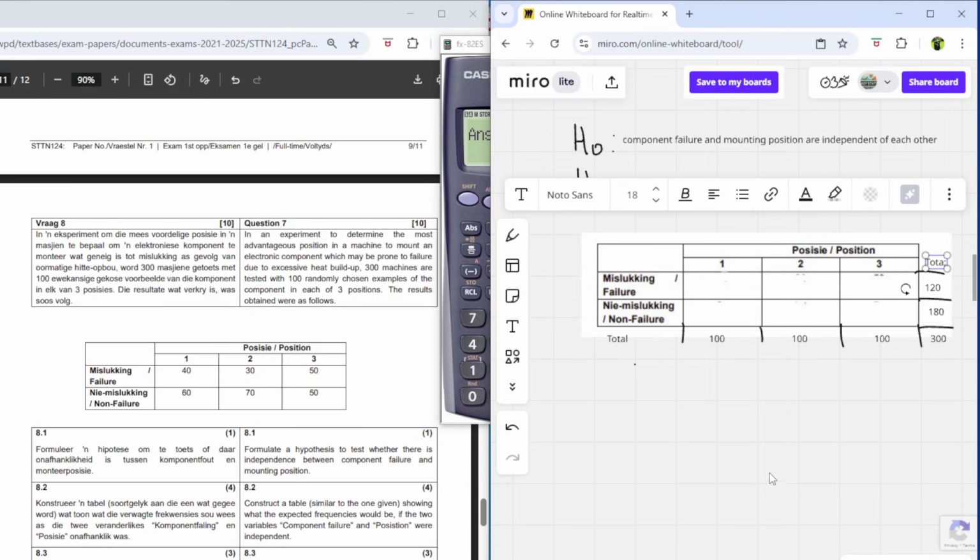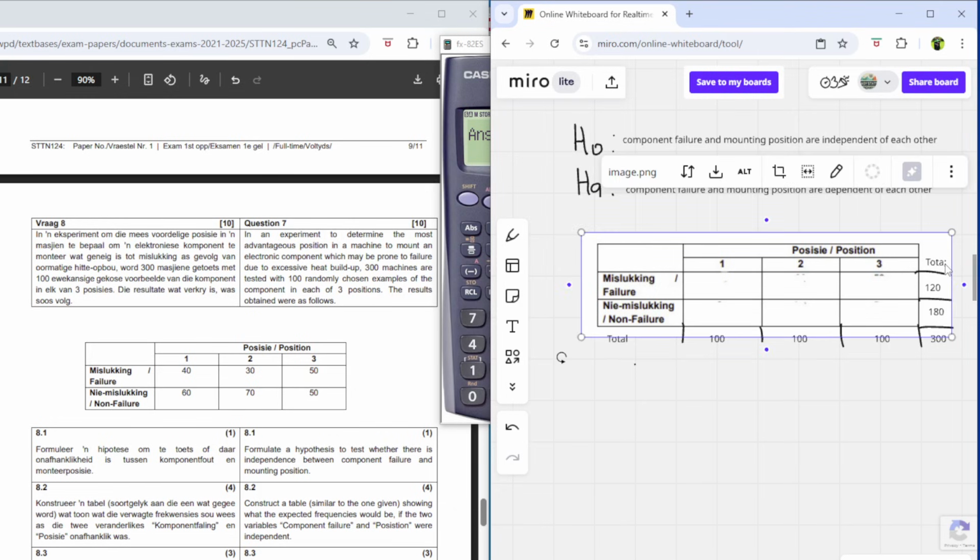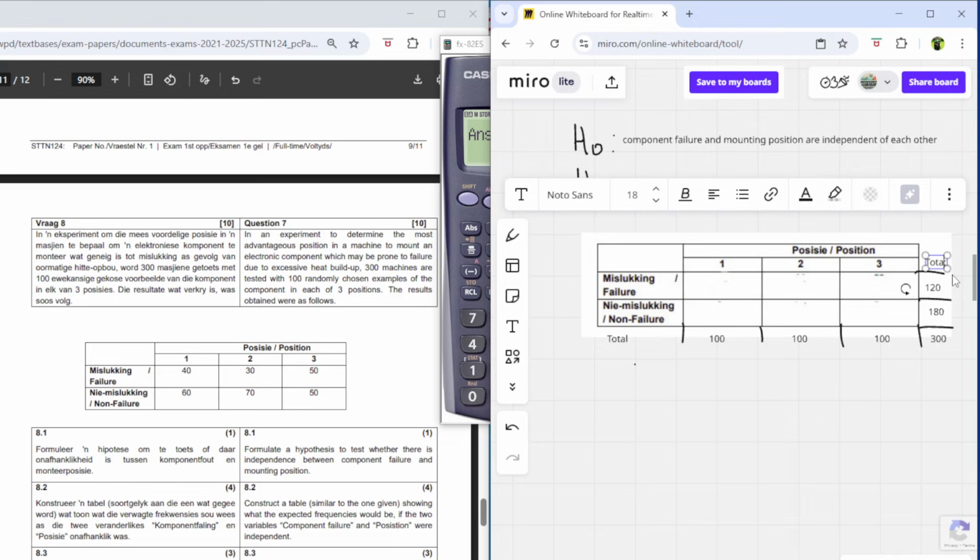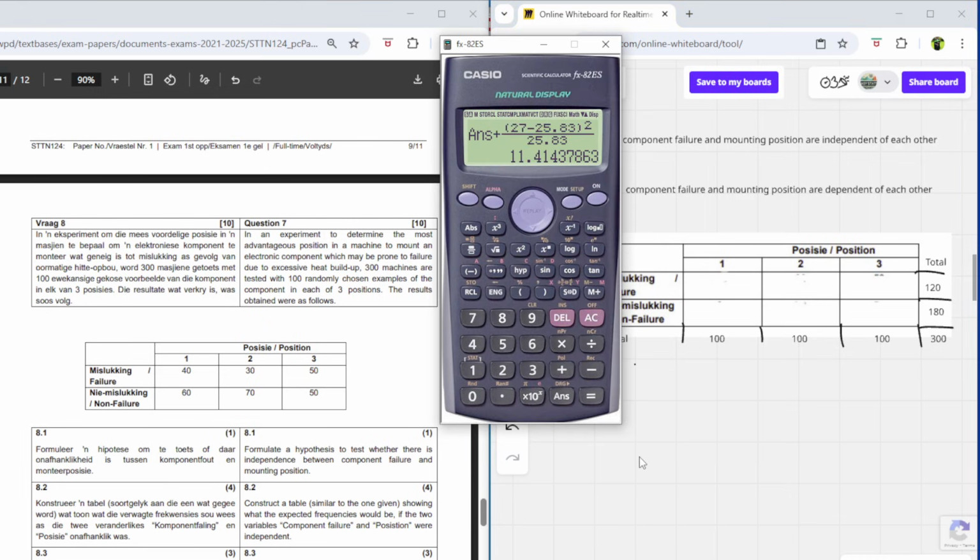Total is the total. Now we're going to use these totals to find these values in here. That's what they want you to do when they say construct a table that is similar to that. Now let's do that. We're going to say 120 times 100 divided by 300, which is the overall total.